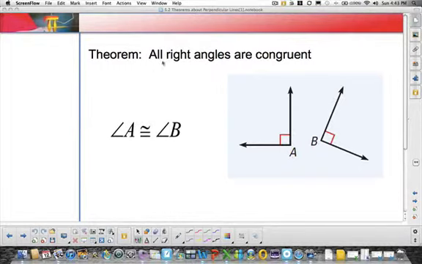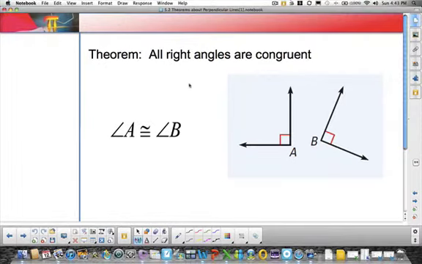Alright, so the first theorem that we're going to talk about seems kind of obvious. It says that all right angles are congruent. And hopefully this makes sense to you because a right angle is an angle whose measure is 90 degrees, and any angles whose measures are equal are congruent. So if we see this picture here, we can see that angle A is a right angle. We know it is because it has the little box in it. Angle B is a right angle. Therefore, we know that angle A is congruent to angle B. So we're going to use this theorem in order to make some other conclusions as we go along.